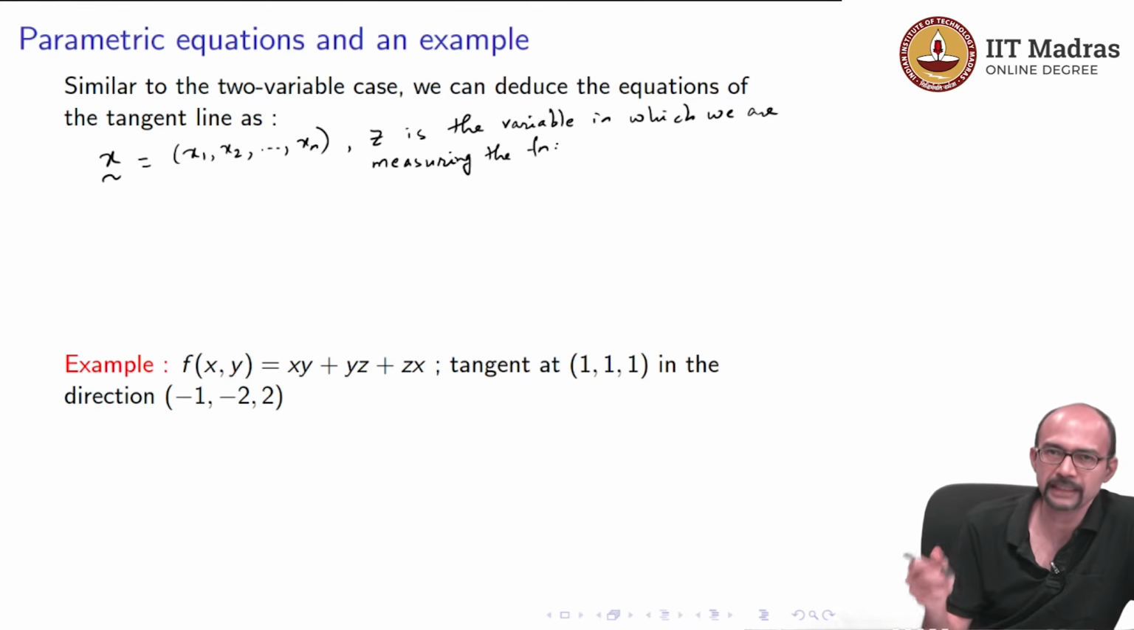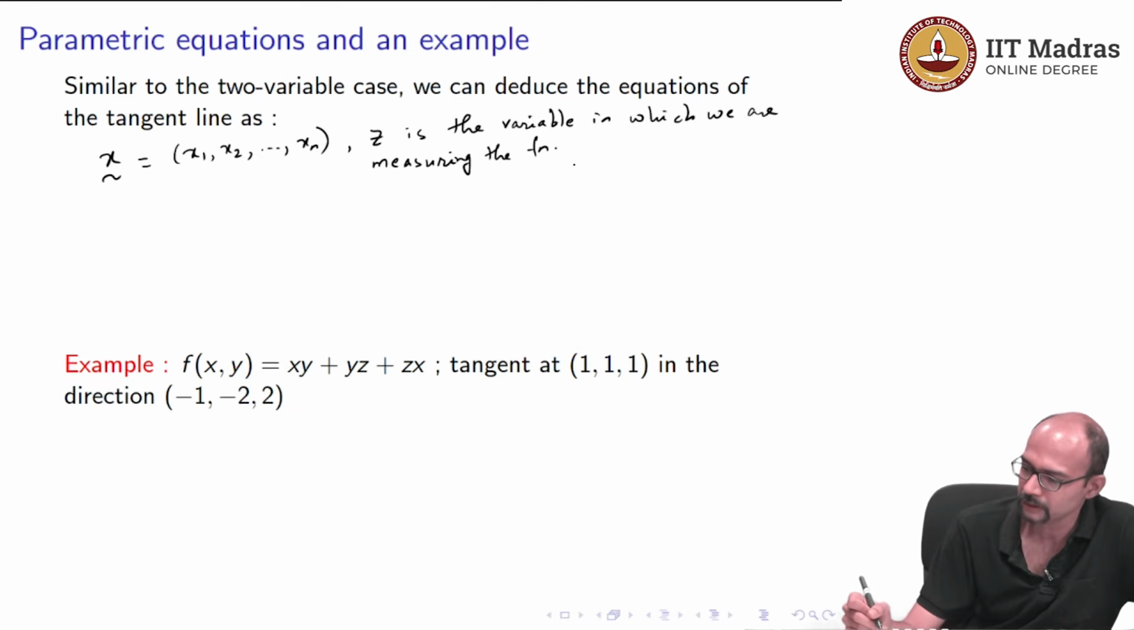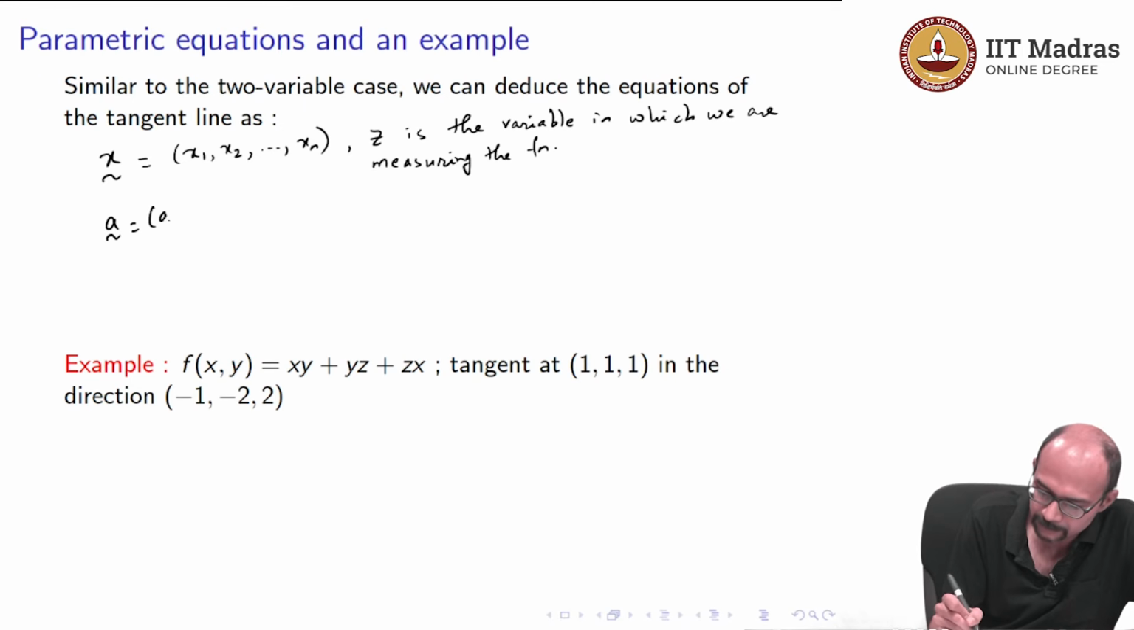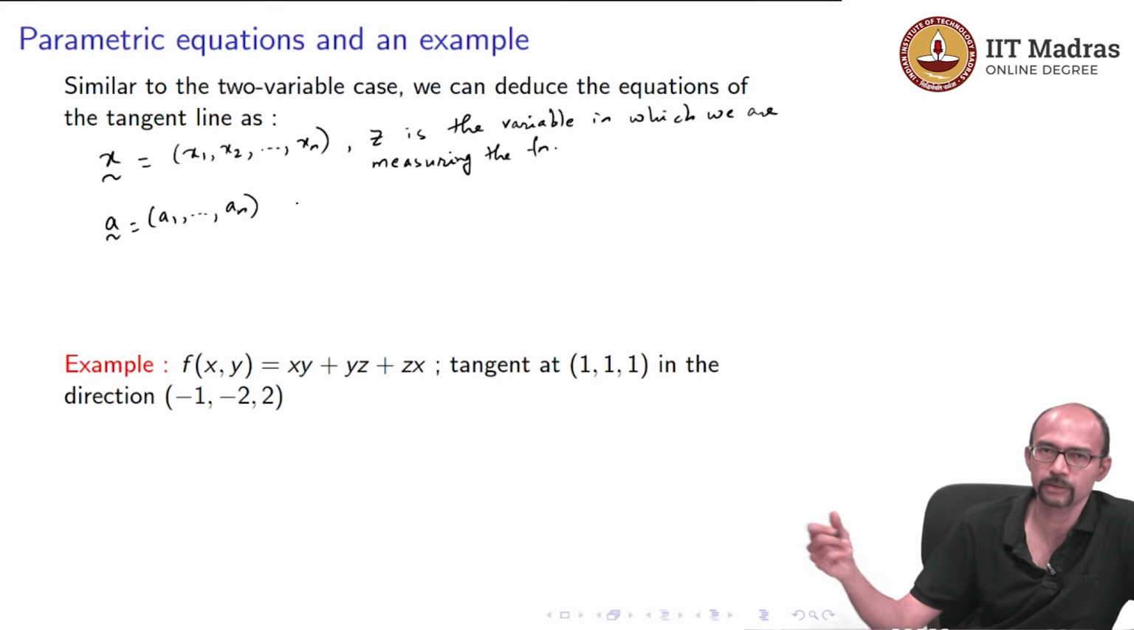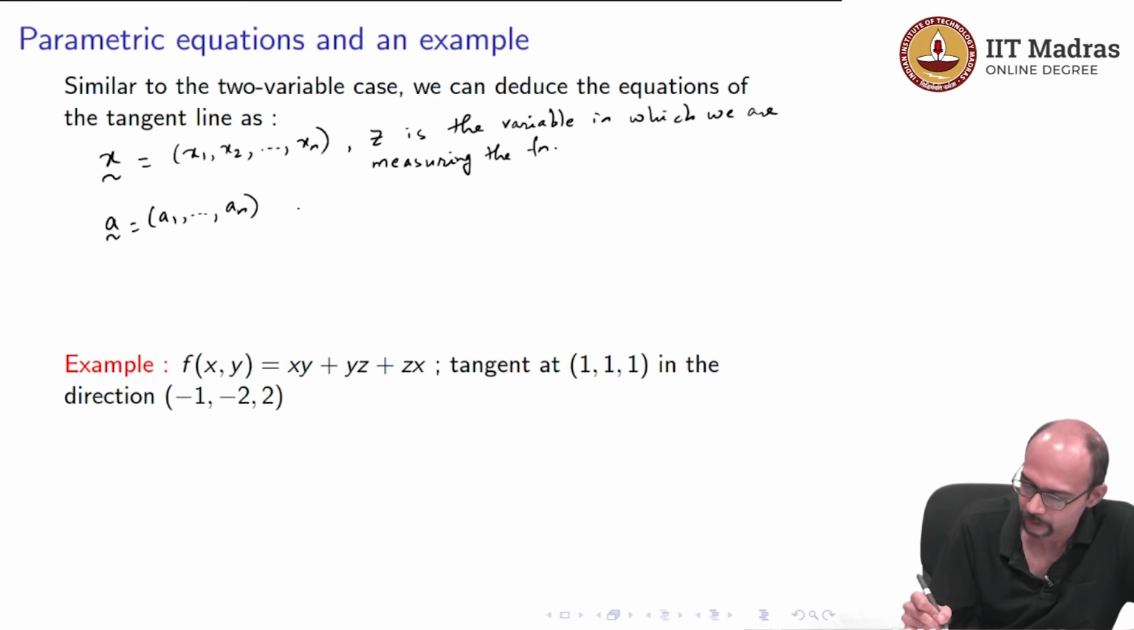So, then exactly the same way as we have done for the previous case, we can look at the line passing through the point a tilde. So, a tilde is a1, a2, an, and which is in the direction of the unit vector u. So, u is u1, u2, un.